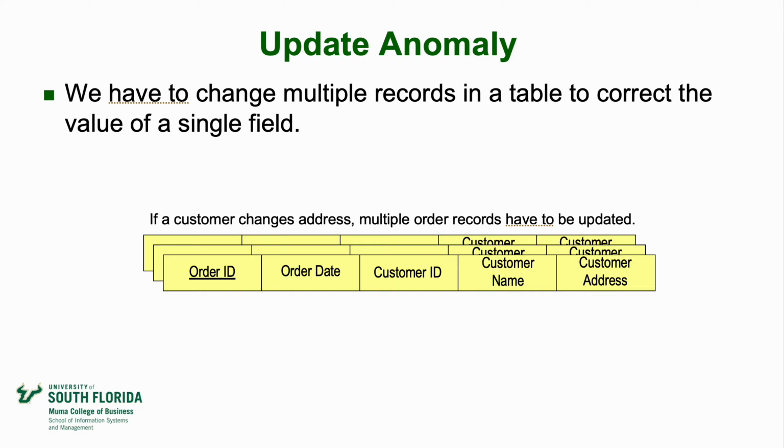Update anomalies occur when we have to change values in multiple records to correct the value of a single field. So assume that the customer can place more than one order. If a customer now changes their address, we will have to update the value of customer address for all orders placed by that customer.